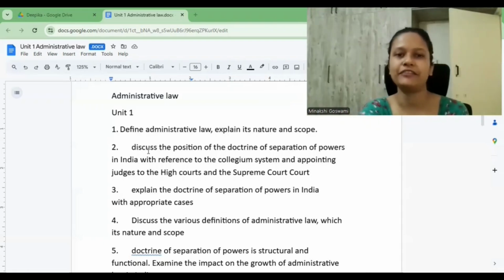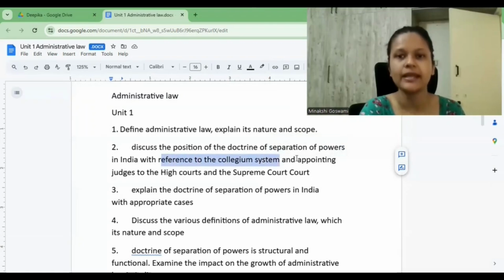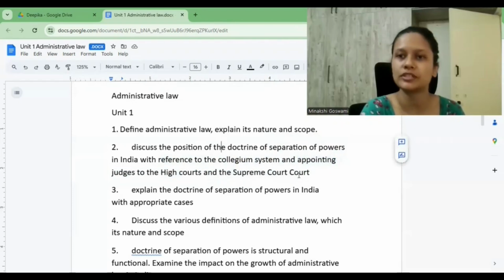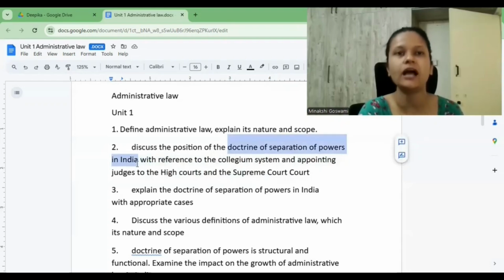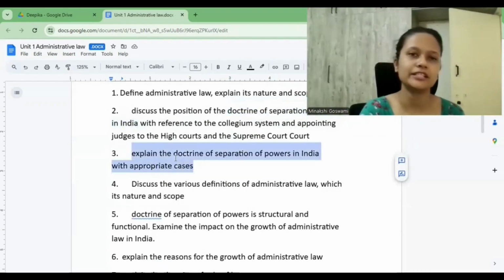Second question that we have is: discuss the position of the doctrine of separation of powers in India with reference to the collegium system in appointing judges to the High Court and Supreme Court. So, what is the process of appointment of High Court and Supreme Court judges? And you need to explain the doctrine of separation of power in India, mention the collegium system, and in relation to that, explain this doctrine. Explain the doctrine of separation of power in India with appropriate cases.